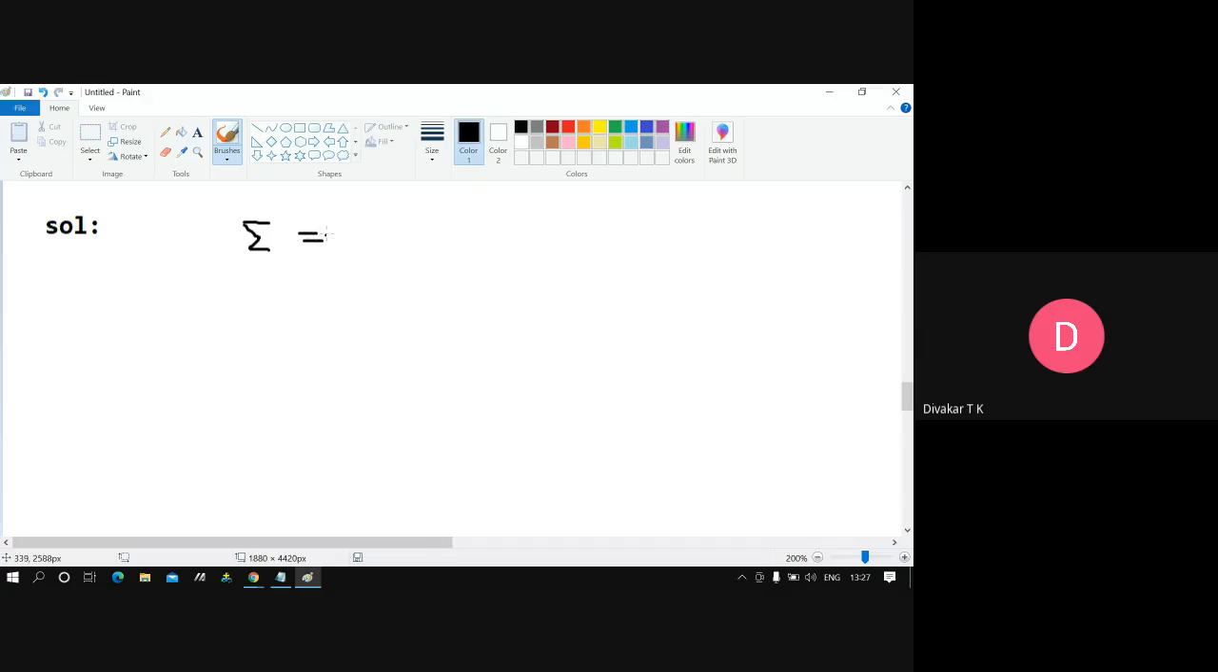Sigma is equal to {0, 1}. Okay, so next we are supposed to write the transition diagram. So how to write the transition diagram? It's a very easy way to write the transition diagram.